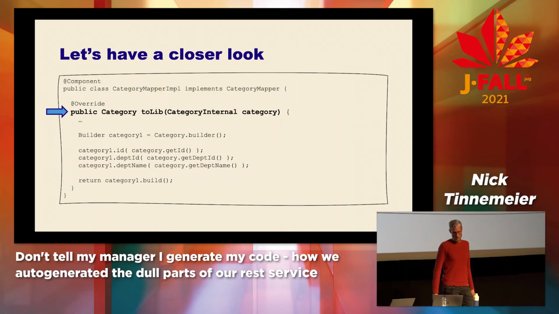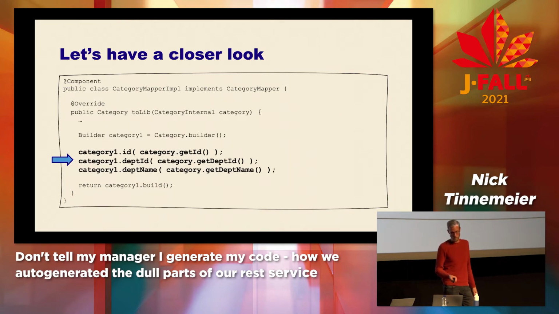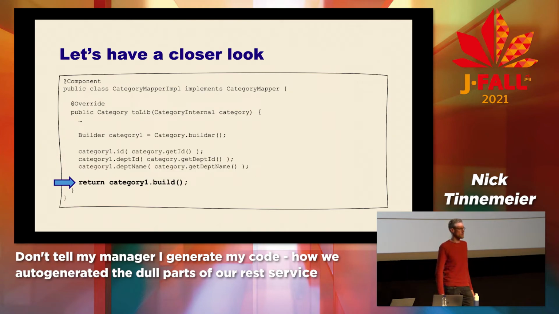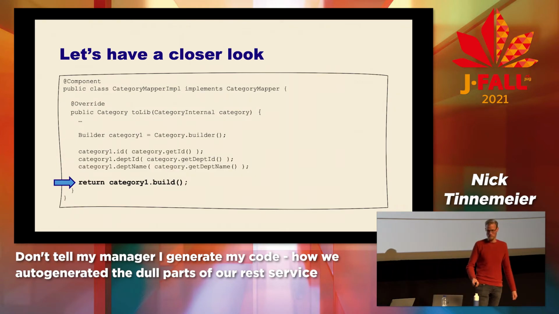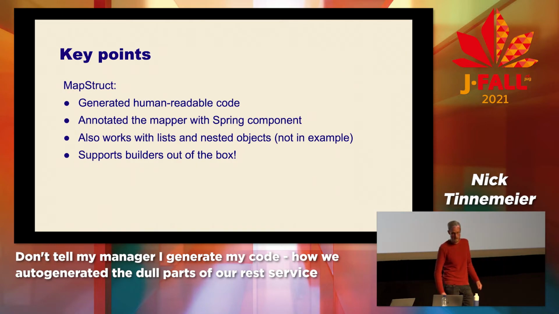It did implement our mapping method. It indeed uses a builder. It straightforwardly passes all the fields from one category onto the builder of the other, and finally it returns a built category object. So key points: it generated human readable code, and annotated a mapper with a Spring component.